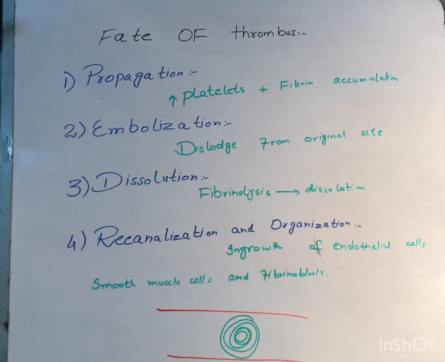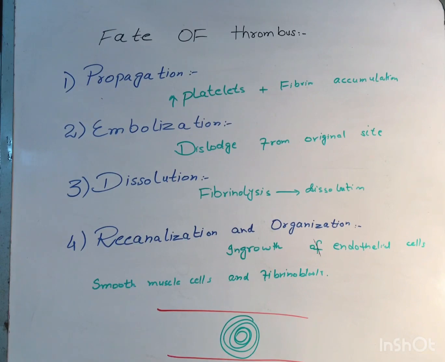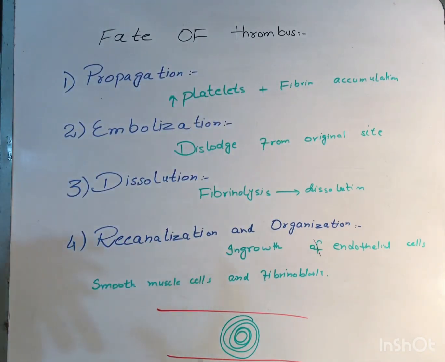To study the fate of thrombus: in the previous video I explained how a thrombus is formed and what the factors involved in thrombus formation are, and we understood those factors in detail one by one. Now a thrombus has formed inside our vessel. Then what is the fate of the thrombus? The first fate can be propagation: it will go on accumulating more and more platelets and fibrin, increase in size, and occlude our vessel. So the first thing is propagation.